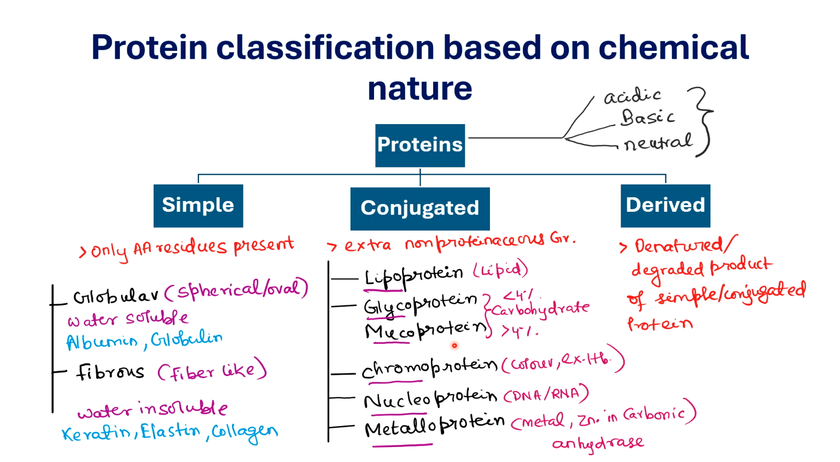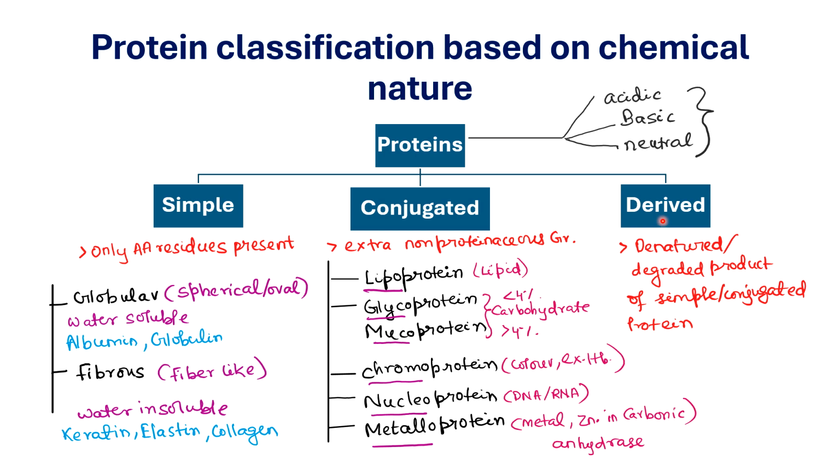If it is more than 4%, we call it mucoprotein. Then you can have chromoprotein, which can give color, for example hemoglobin. Then you can have nucleoprotein, which will have DNA or RNA attached to it. Then you can have metalloprotein, which can have an extra metal group such as zinc, which is present in the case of your carbonic anhydrase enzyme, right? So that's an example of metalloprotein.